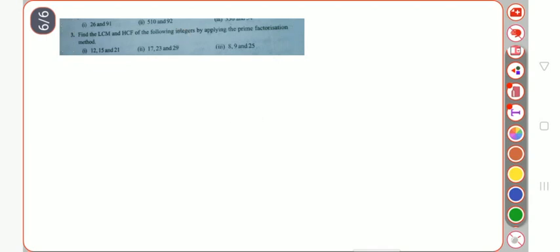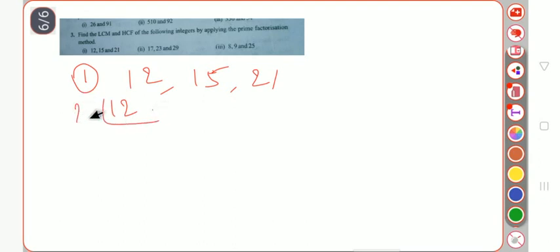It is saying find the LCM and HCF of the following integers by applying the prime factorization method. It is clearly saying by applying the prime factorization method. What is the first question? 12, 15 and 21. We have to find the LCM and HCF by the prime factorization method. So simple. First of all, find the prime factors. So what are the prime factors? 2 sixes are 12, 2 threes are 6, 3 ones are 3.